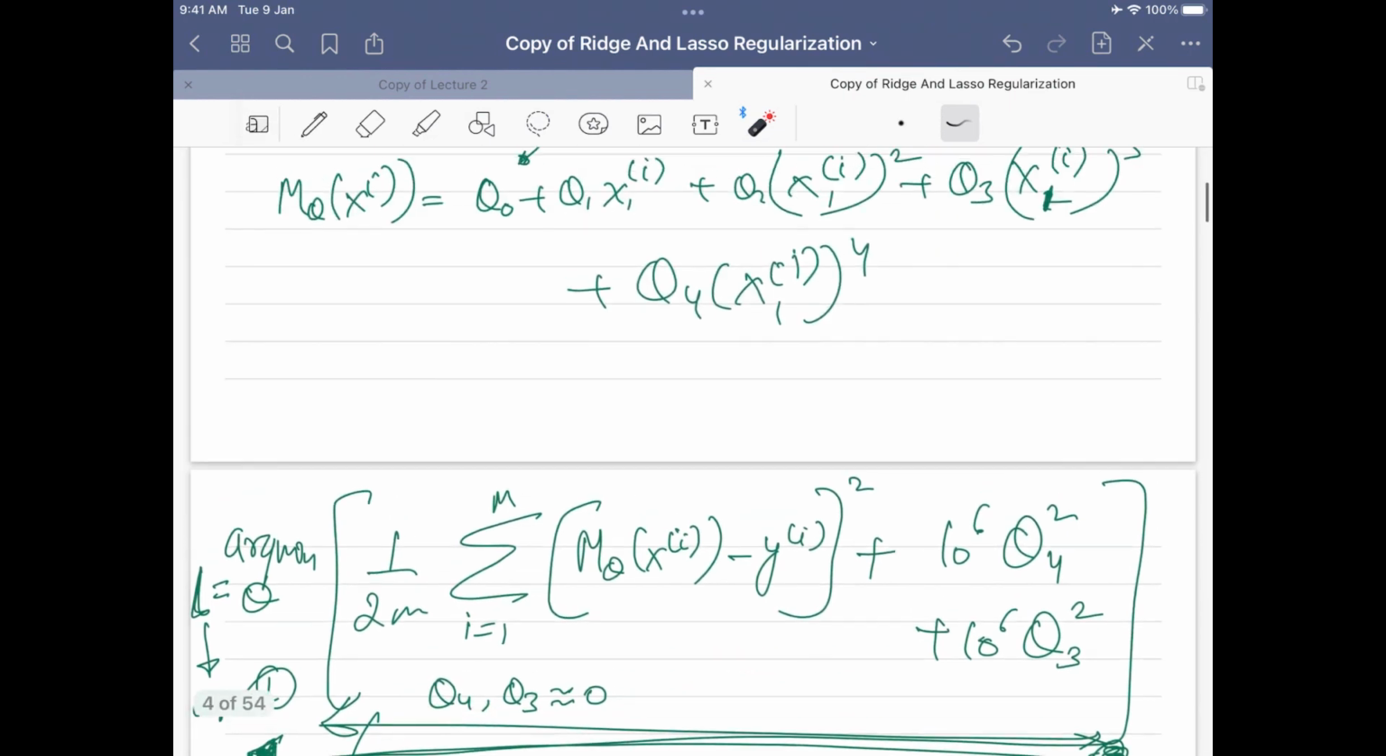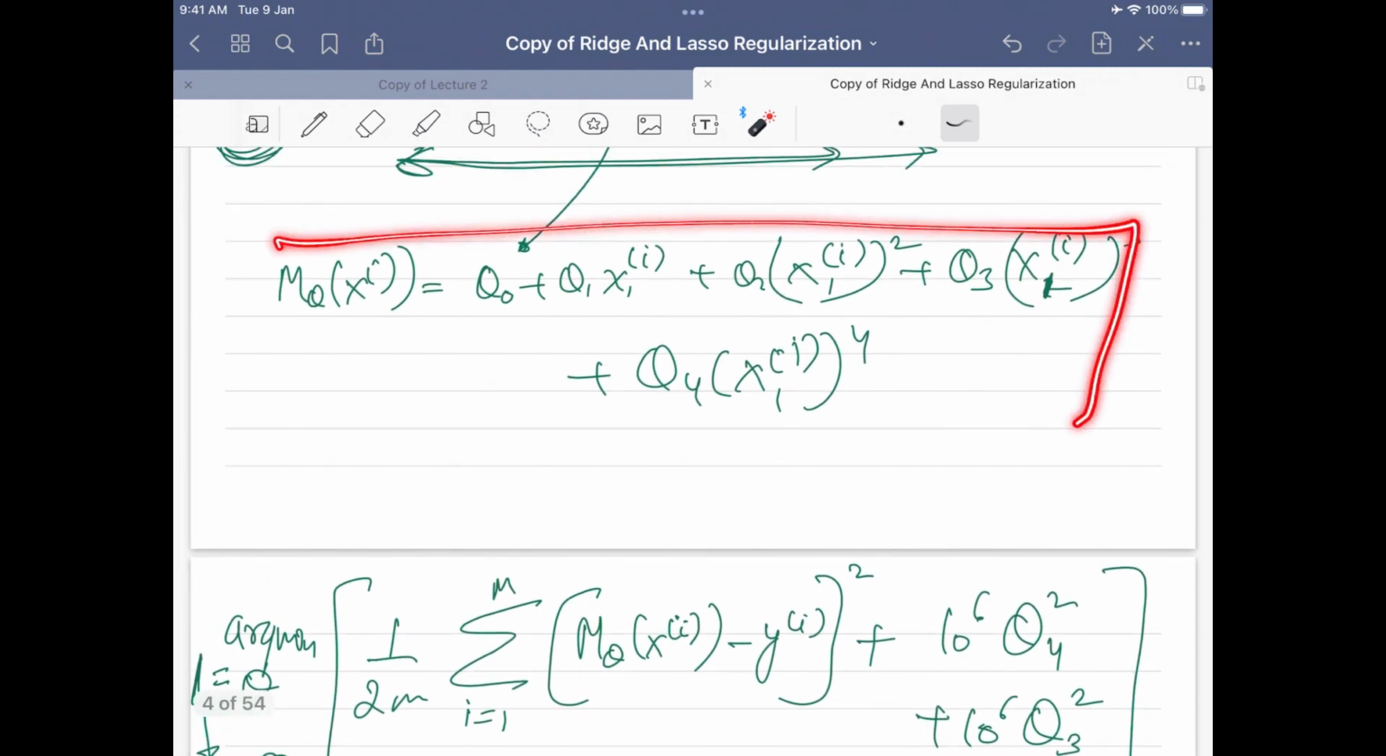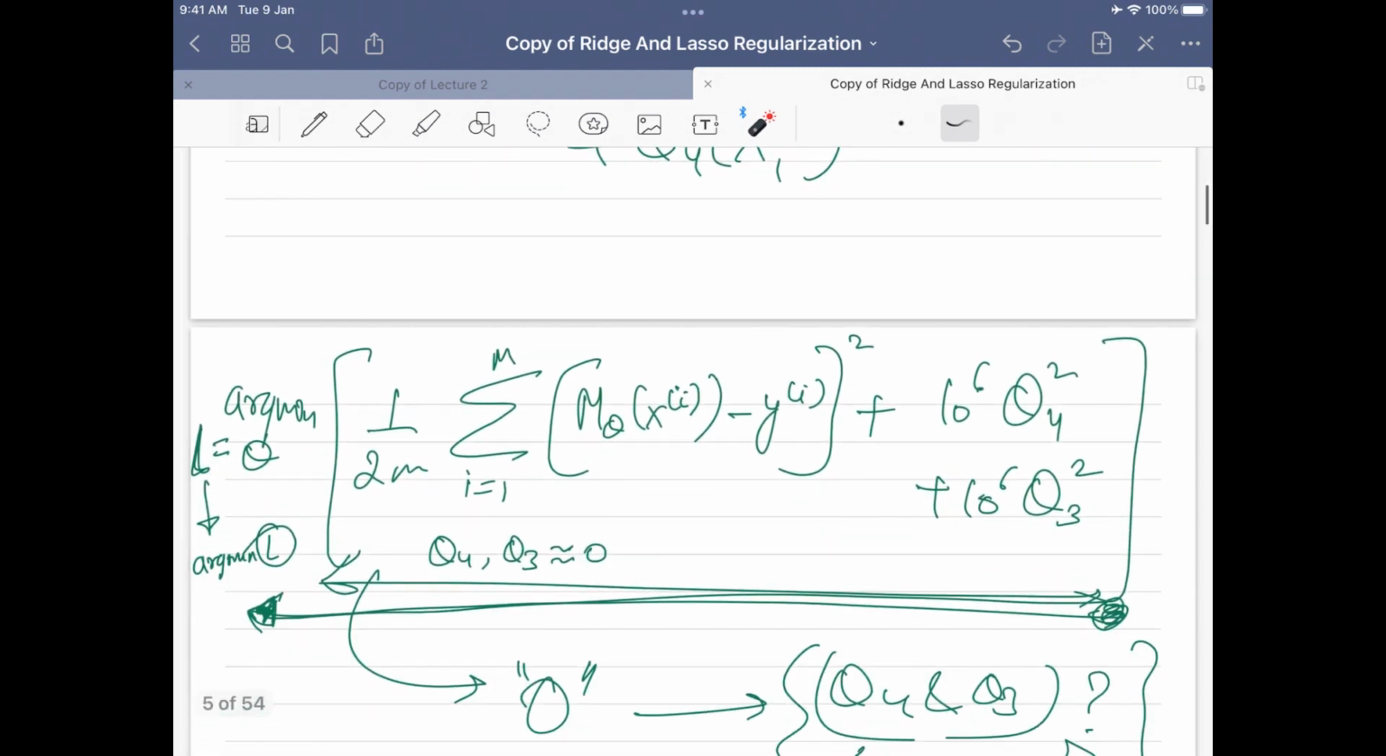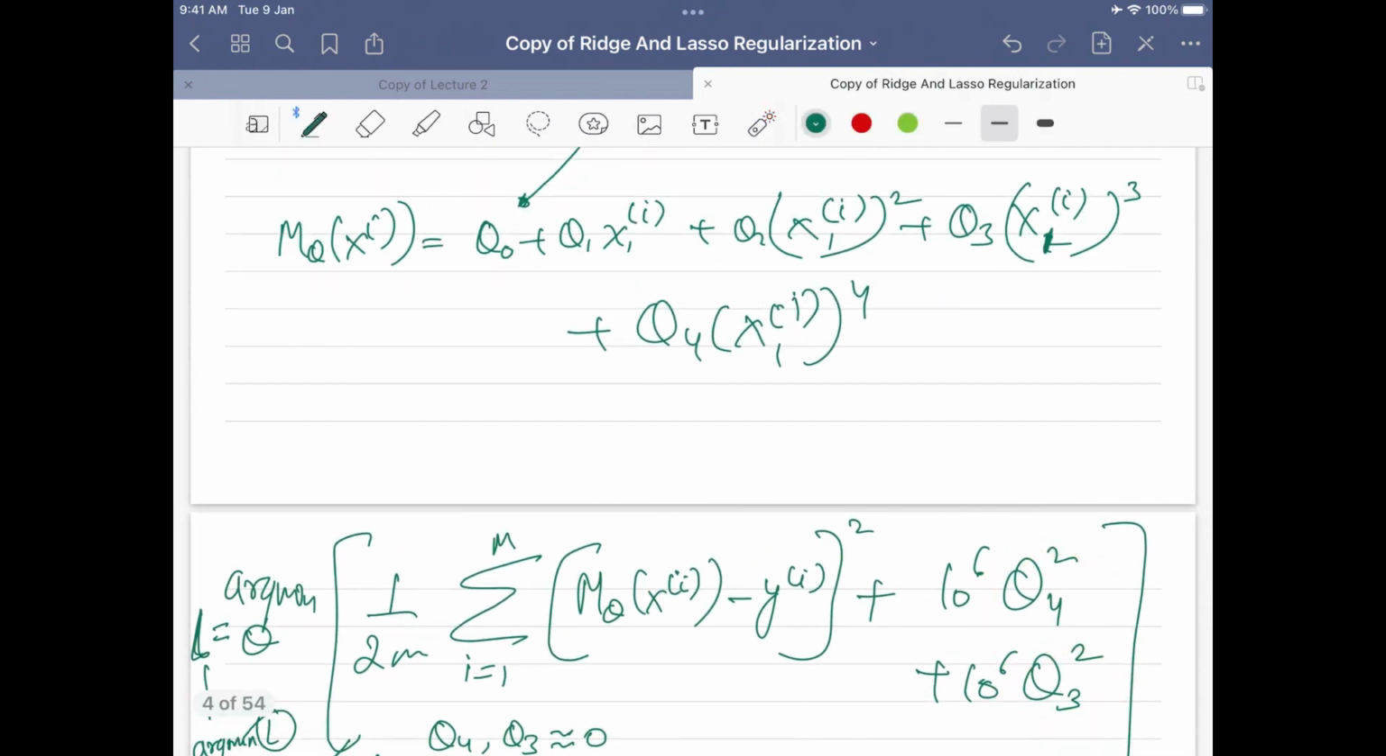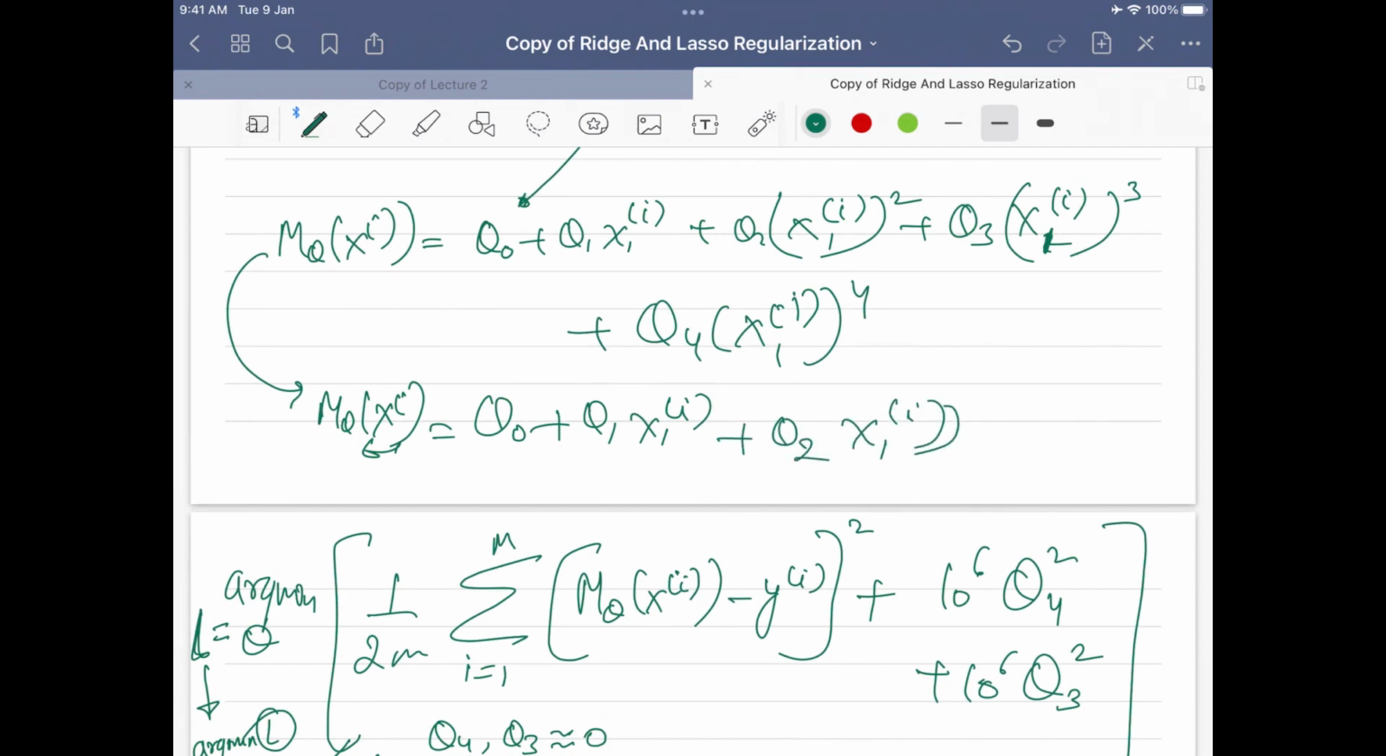So if your model is this model, you have assumed this model, and now you have modified your cost function like this, and now your theta 4 and theta 3 are becoming 0. Then what will happen to this model? What will this model become? It will become theta 0 plus theta 1 x1i plus theta 2 x1i square. Will it become or not? Yes, sir.